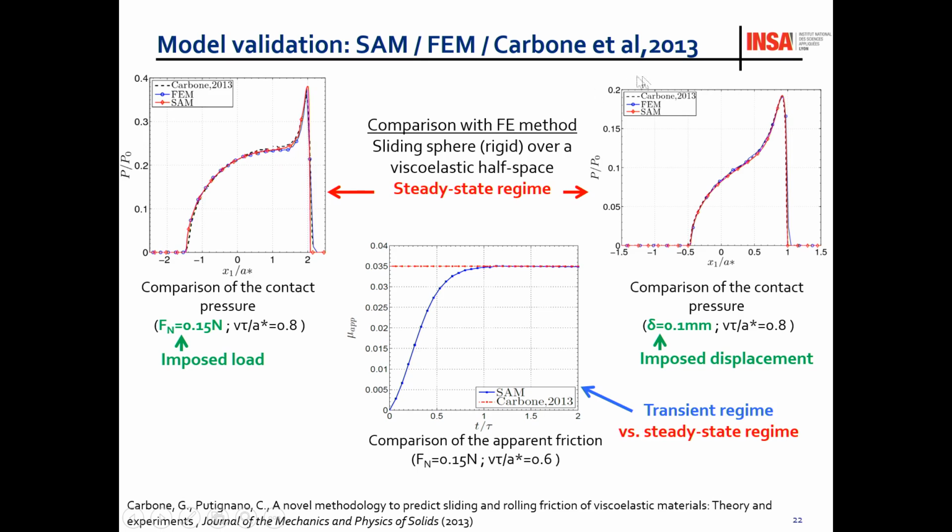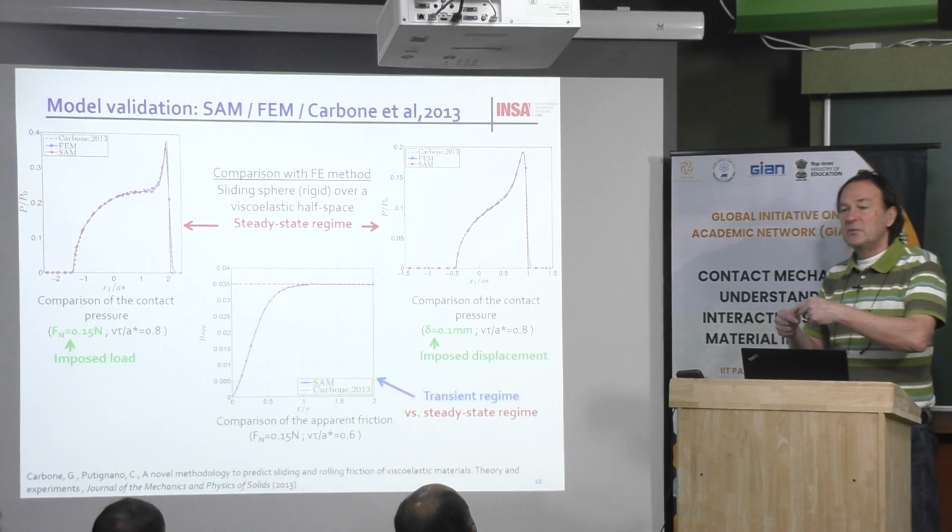Then in these plots, you have three results: the finite element solution, which is in blue, and one model, which is in red, and it was coming from a paper of Carbone in JMPS in 2013. You can see a good agreement between all the results. However, this is calculated only in the steady state regime. Then the ball has been rolling since 2 or 3 times tau.